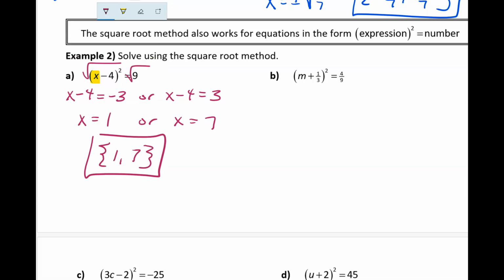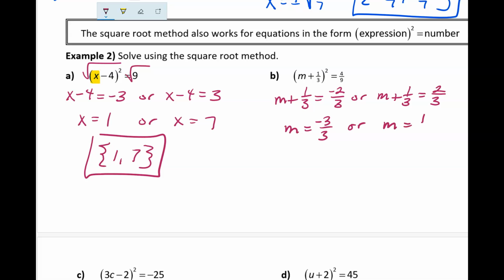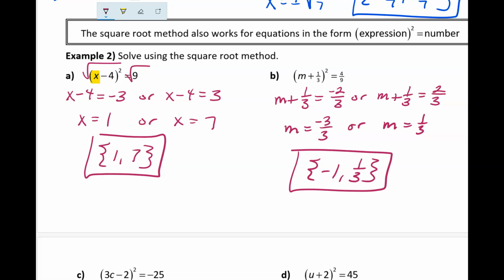All right, let's try B. m plus 1/3 squared is equal to 4/9. So that means that m plus 1/3 is either equal to the negative square root, which is negative 2/3, or m plus 1/3 is equal to the positive square root, which is positive 2/3. And we can subtract 1/3 from both sides. That's going to give us negative 3/3, which is negative 1. Or we can subtract 1/3 from both sides, and that gives us 1/3. So it looks like we have two solutions. Negative 1 and 1/3 are both in the solution set.